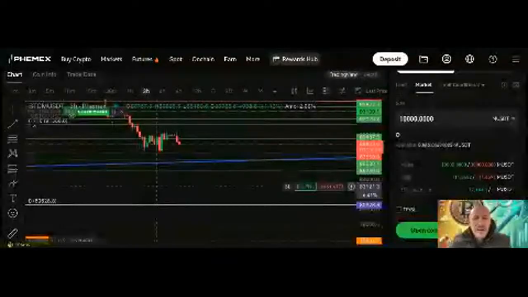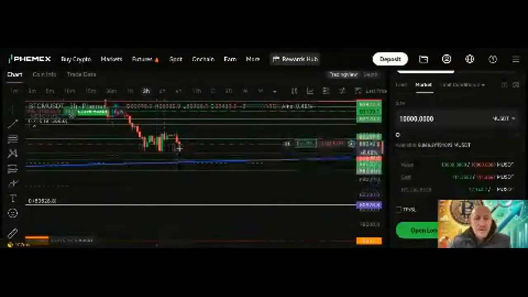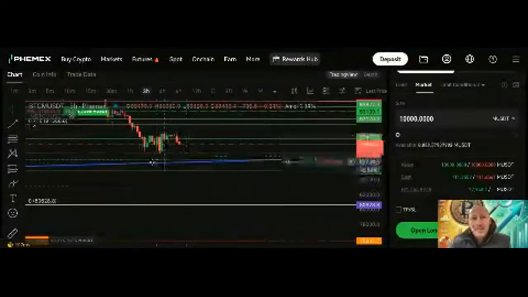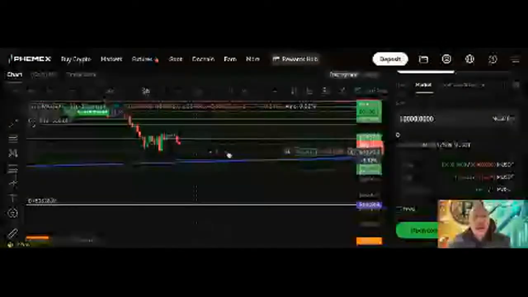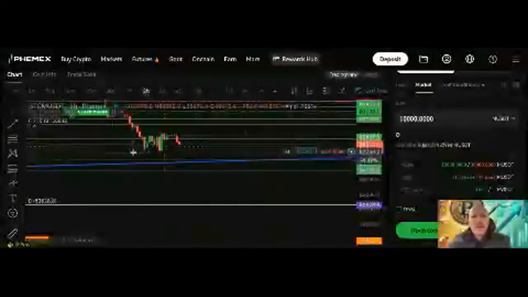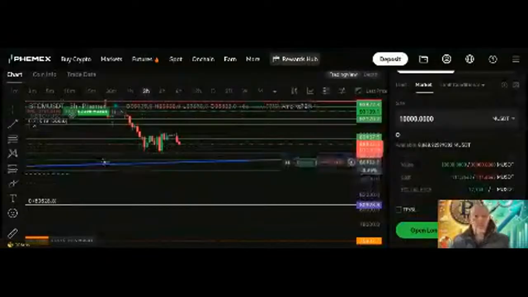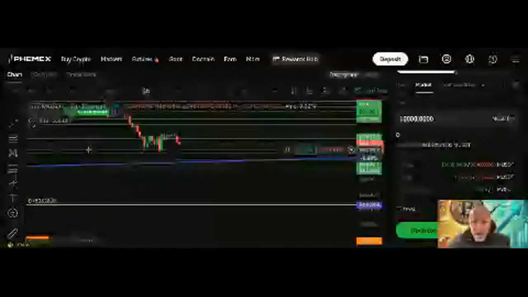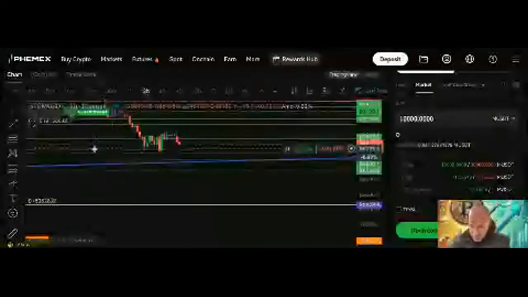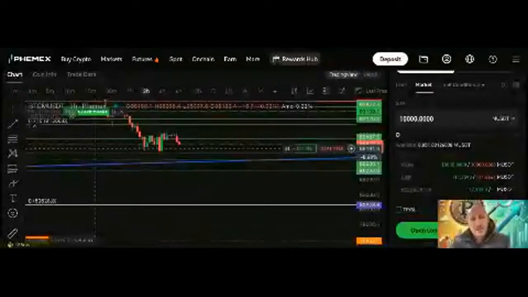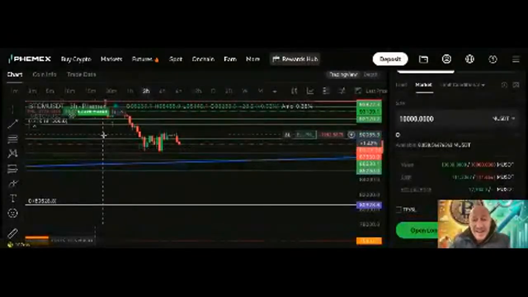Okay. You could hedge. And what that means is you would just enter a short position here. I'm not going to do that until we break below here. Okay. So if it looks like we're entering a bear market, then I will enter a short position and I will continue to buy all the way down.